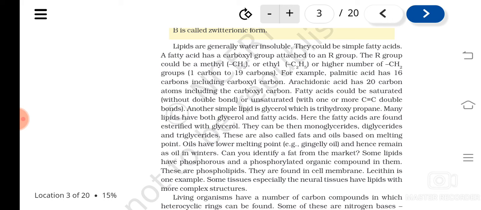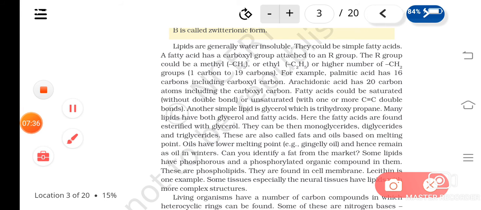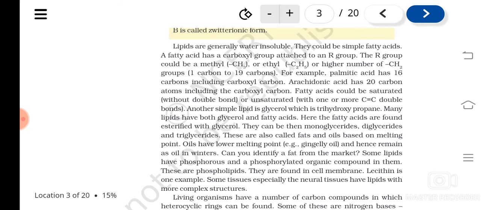Now they can be monoglycerides. Glycerol has 3 OH groups, and if only one OH group is esterified with a fatty acid, then we call it a monoglyceride. Then it can be diglycerides or triglycerides. The lipids are also called fats and oils based on the melting point.